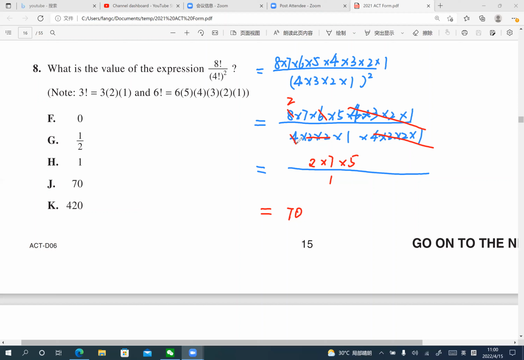And the denominator is 4 times 3 times 2 times 1 times another set of 4 times 3 times 2 times 1. And we divide out the common factor 4 times 3 times 2 times 1. And the top 6 and the bottom 6 we divide out. And another one is 8 and 4. So 8 divided by 4 is 2. So the top becomes 2 times 7 times 5. And the denominator only 1. So 2 times 7 times 5 equals 70. So question 8, we should choose option J.